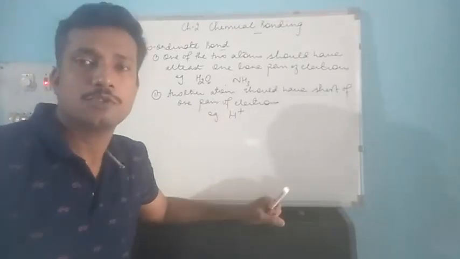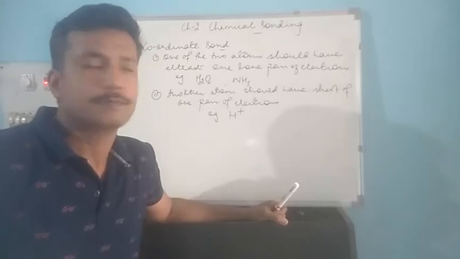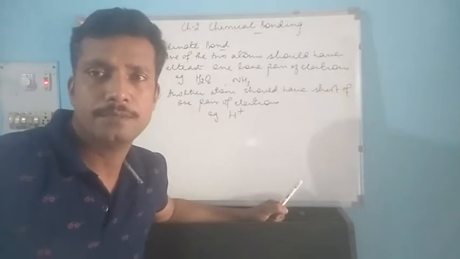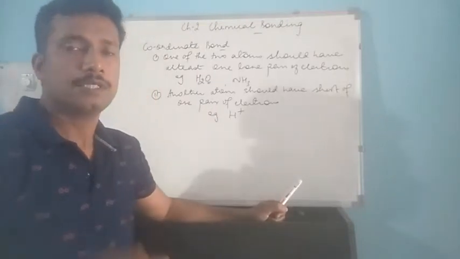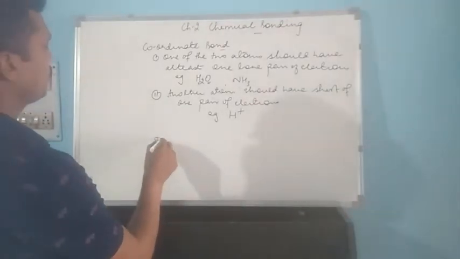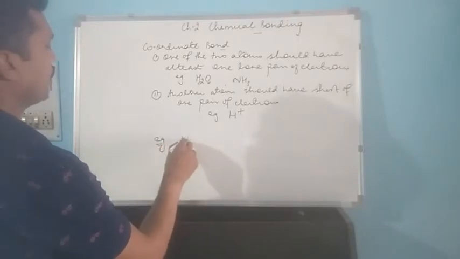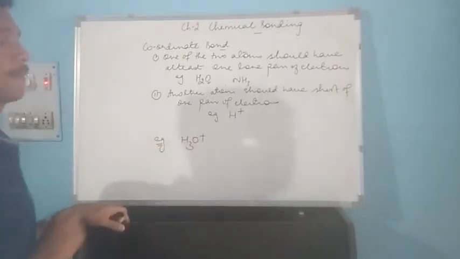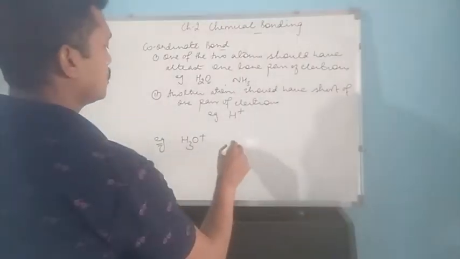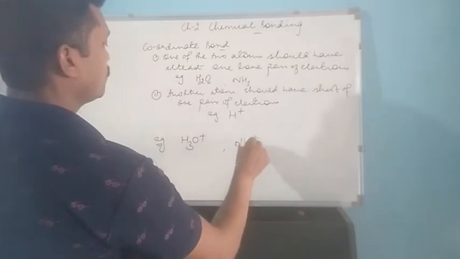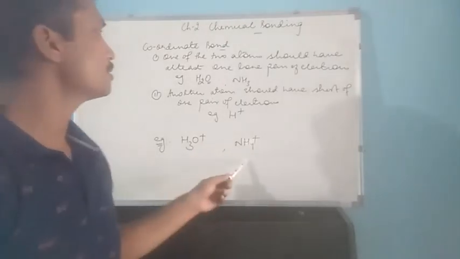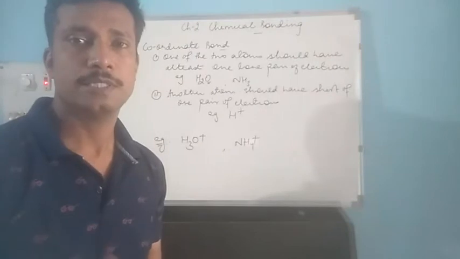There are other compounds also where coordinate bond can be formed, like in nitric acid, in sulfuric acid. These all can be. So let us now see examples where coordinate bond is formed. We have hydronium ion, one example where coordinate bond can be found. Second example is ammonium ion, NH4+. Now we are going to see how in these two ions coordinate bond is formed. So let us see.